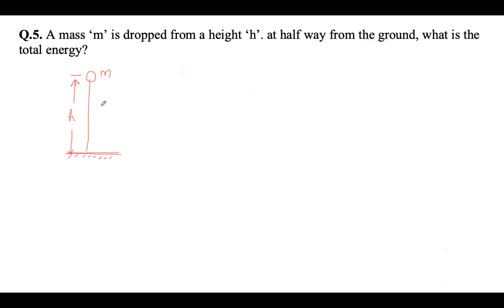अब इसके हाफ पॉइंट पे, at halfway from the ground, halfway from the ground means at a height h/2. Let's say this point is A and this point is B. So at this point B, which is at a height h/2, halfway from the ground, what is the total energy here? So let us calculate. So if this is h/2, this will also be equal to h/2.